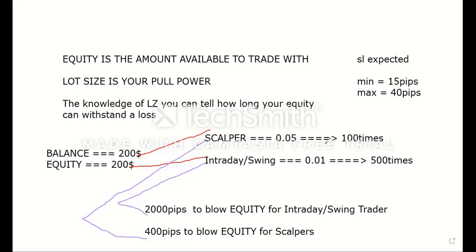So how many times can you actually trade if you have a maximum SL of 40 pips? You need to lose 100 times before you can blow up your 400 pips. That is, you need to lose 100 times for a maximum of 40 pips SL, and you need to lose 500 times to blow out your 2,000 pips of your equity as an intraday or swing trader. I hope this video has actually upped your game on how to trade equity with your lot size, how to correlate your equity with your lot size, and how to have the knowledge of lot size to know how long your equity can withstand the loss.